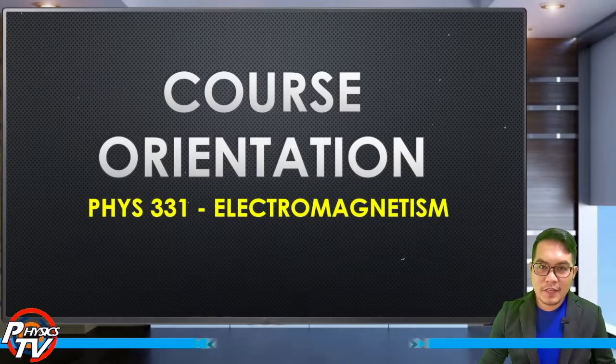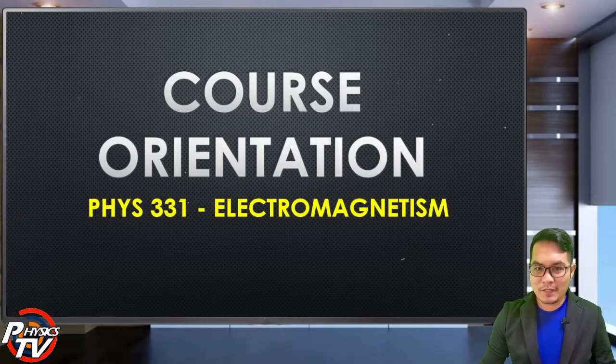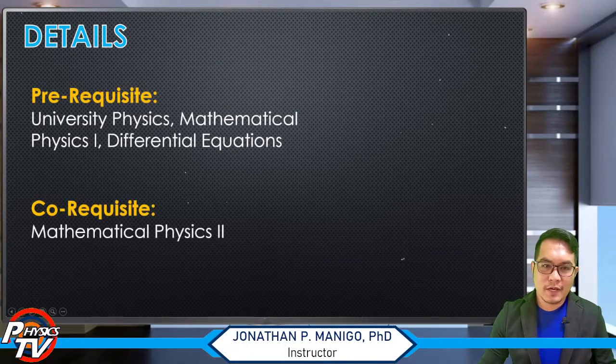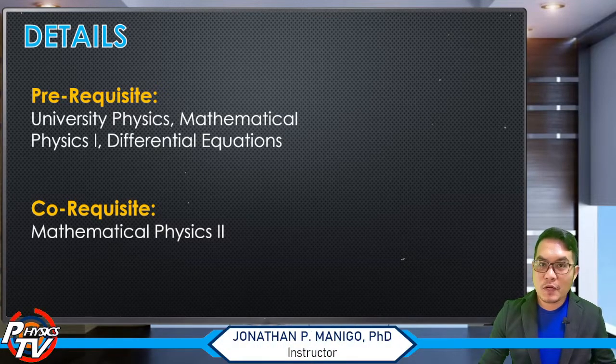So in this video, I will be introducing our course, Physics 331 Electromagnetism. For the main details of this course, you have the prerequisite. It's university physics, all of the university physics, and you must also have started your mathematical physics course.